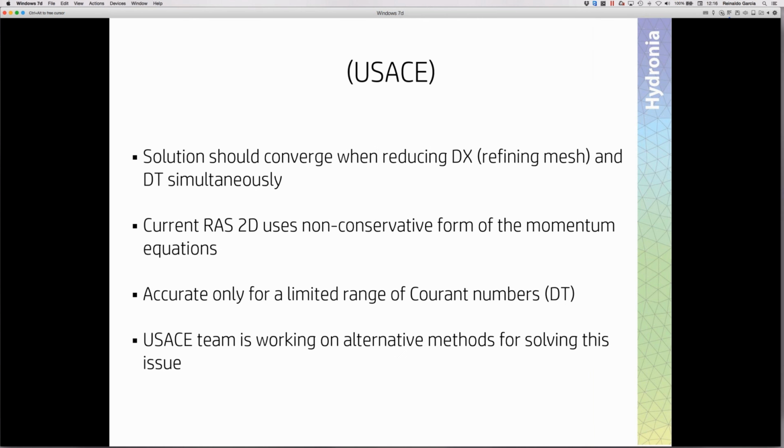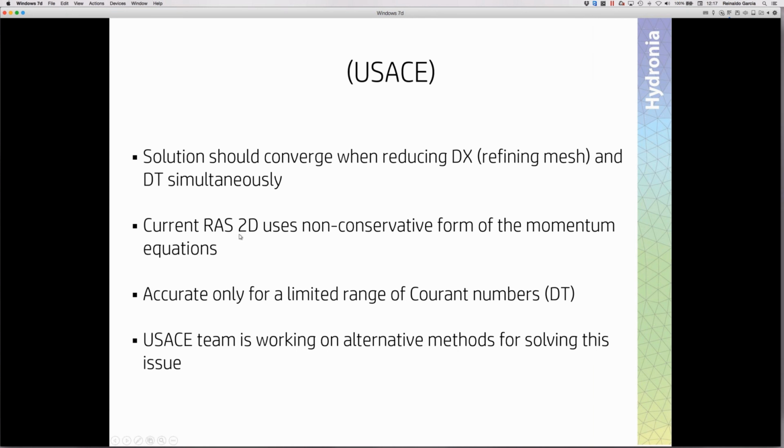Now, we communicated these findings to the Corps in advance, and there are some answers to it. What they indicated is that the solution should converge when reducing simultaneously the mesh and time step. So it would appear that if you are able to reduce simultaneously the time step and also the mesh, you should achieve convergence. We couldn't do those tests because these answers came late yesterday.